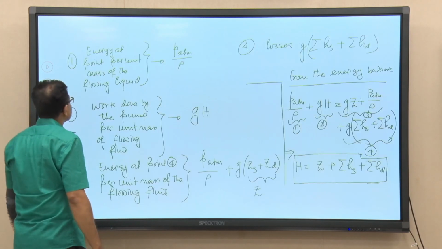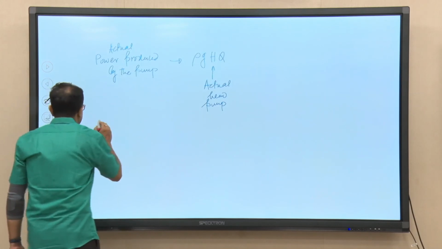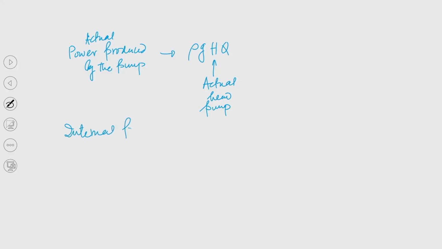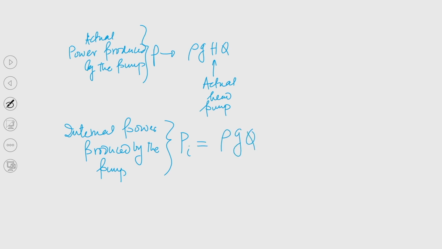So, if we go to the next slide, the internal power produced by the pump, say this is P, so this is Pi, will be equal to rho g Q HI. See, this is the internal head developed, and quite naturally HI is equal to H plus delta H. In other way, the actual head is nothing but HI minus delta H. So, this is the internal power produced by the pump.